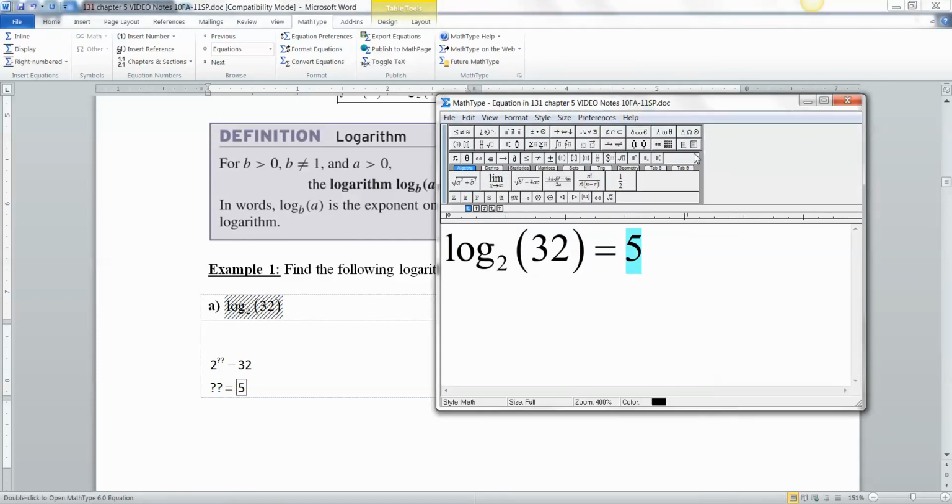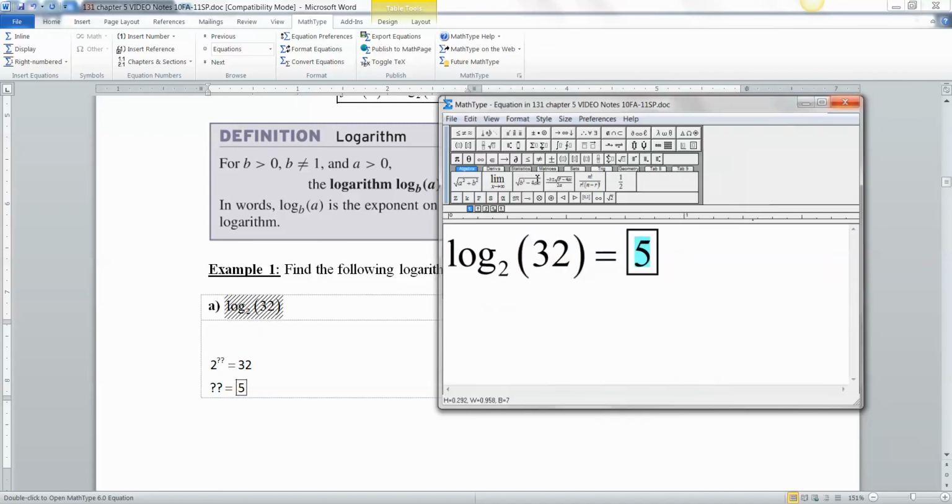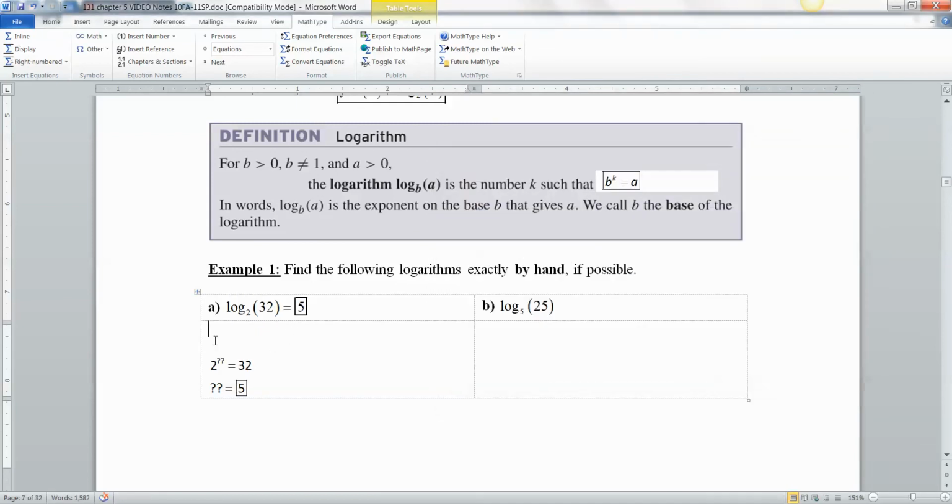Now, the steps below are showing why. Honestly, most of the time, you don't bother with this work down here. This is just to give you instructions for how this worked. Most of the time, we don't actually write up this work.